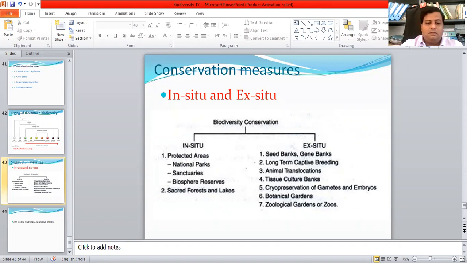Good afternoon, students. Today we'll see what the conservation measures for biodiversity are. There are two types of conservation: in situ and ex situ. What is meant by in situ conservation and ex situ conservation?